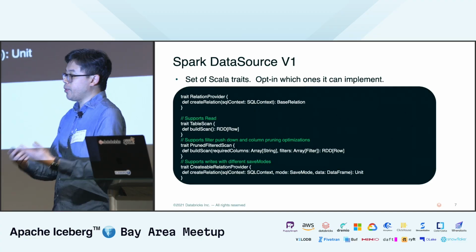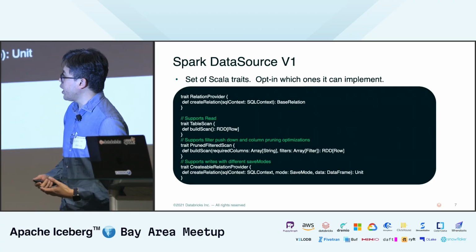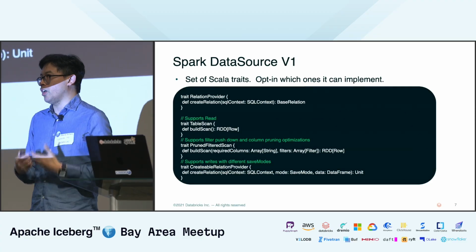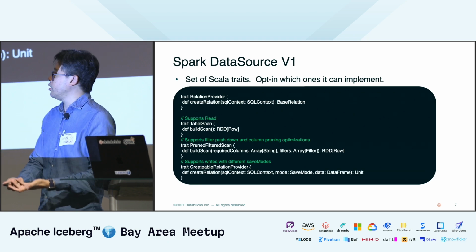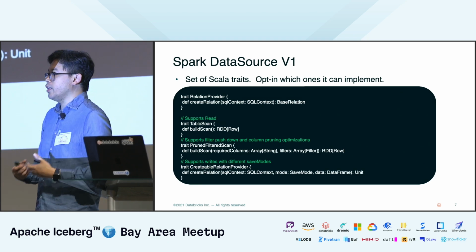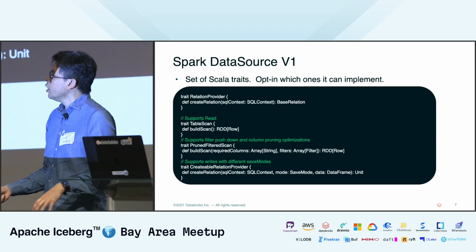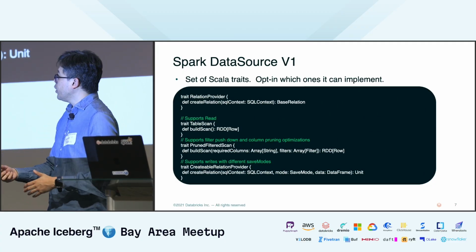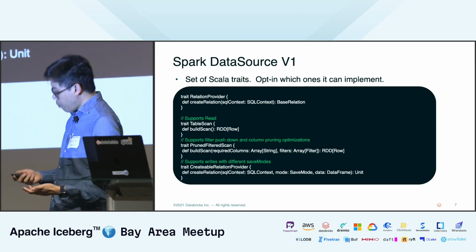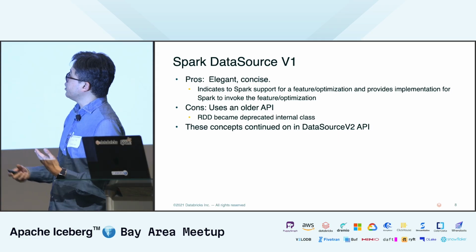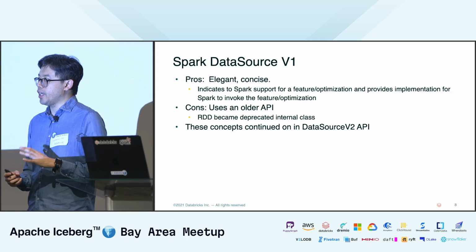If you support an optimized read, you implement the prune filter scan, and you can take a set of columns and filters and return a pruned RDD to Spark. If you support creating an instance of yourself, like creating a table on your data source, like Parquet, then you implement creatable relation provider. I'm not going to dive too much into detail, but overall, DSV1 has some really good points.